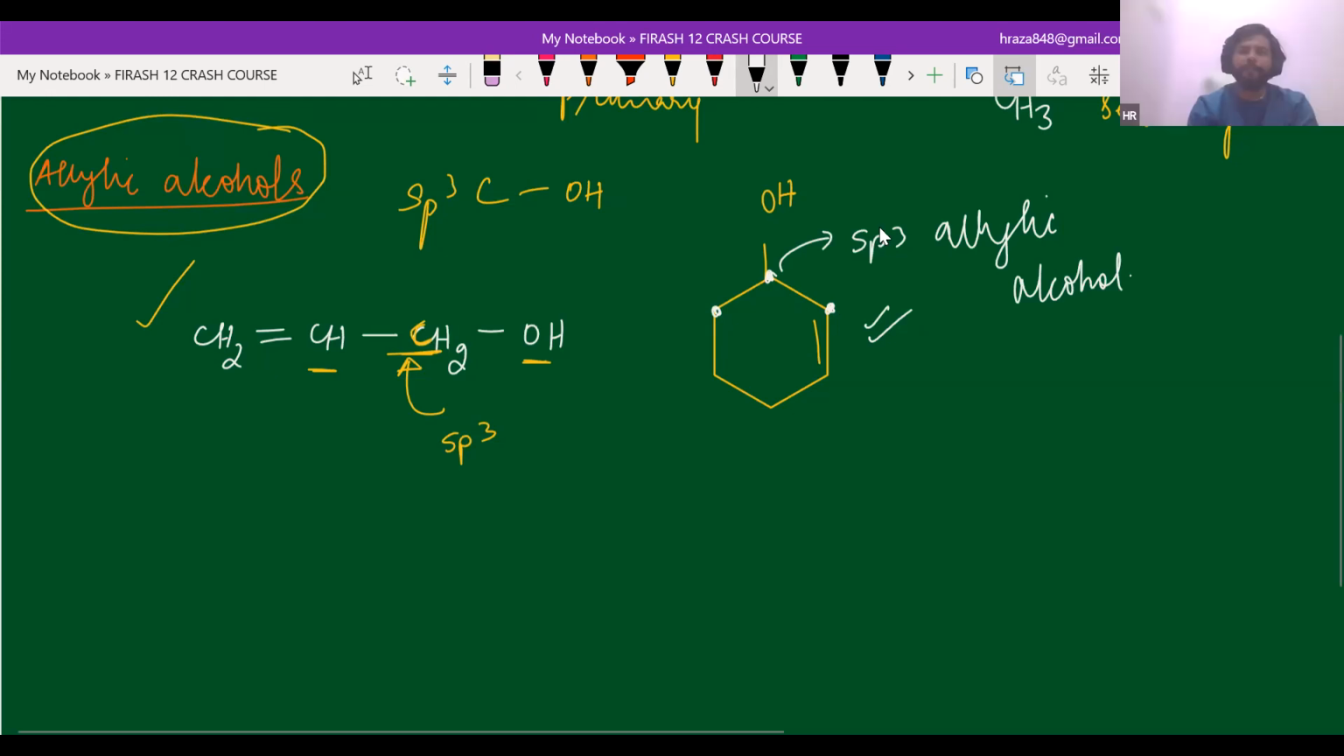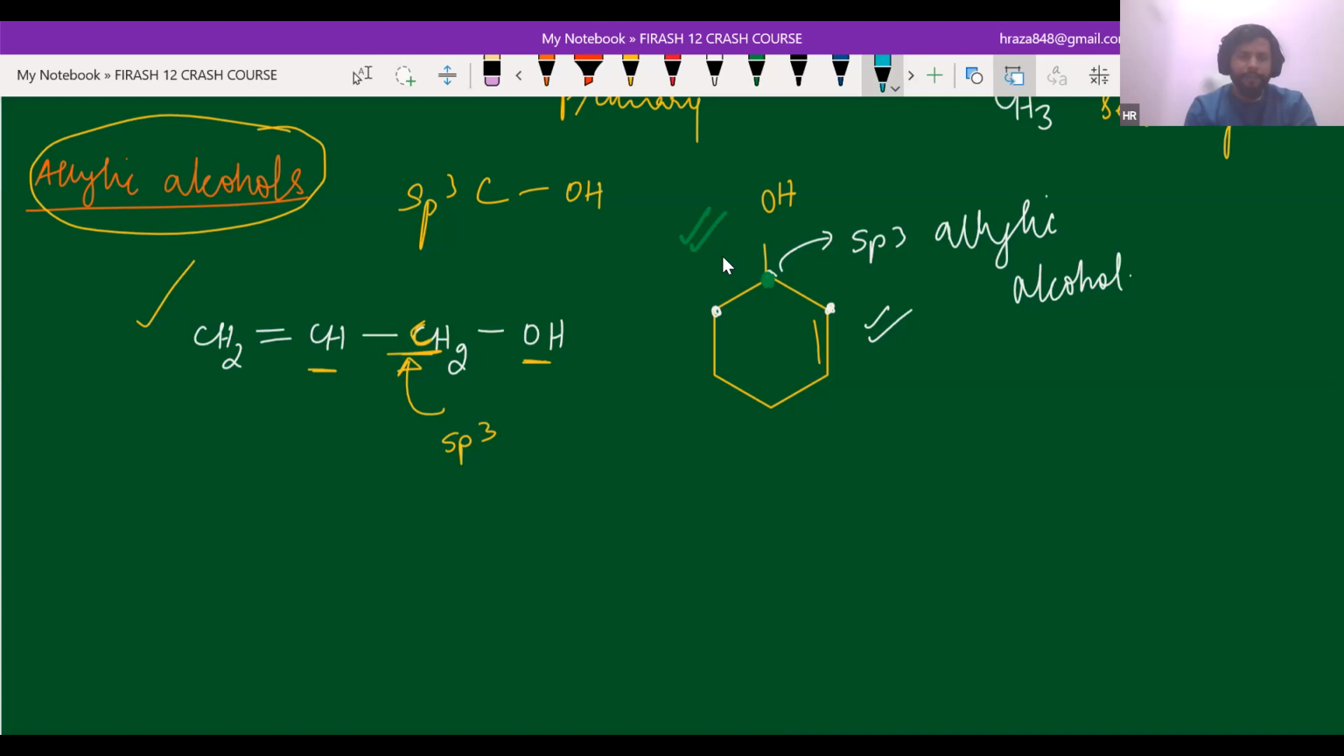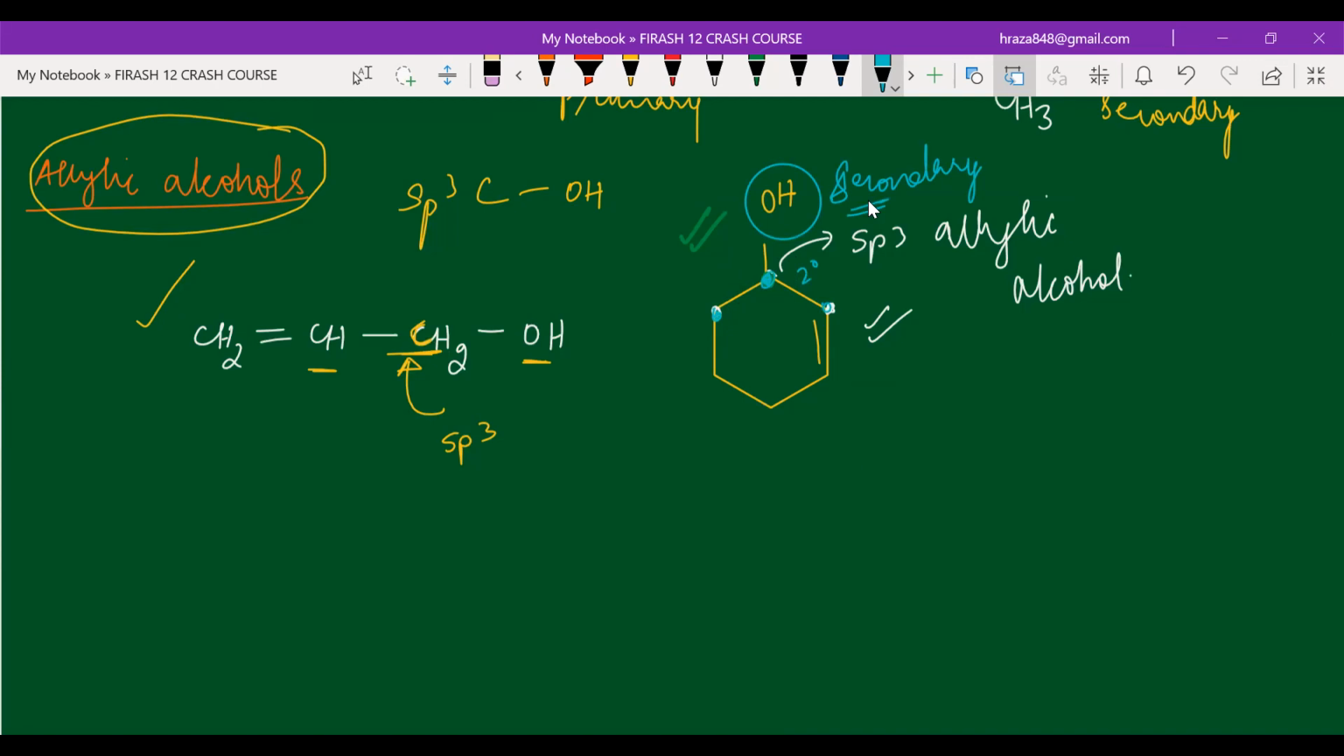Also, can you tell me what type of alcohol this is, primary, secondary, or tertiary? Tertiary? Did you say tertiary? No, it's secondary. Think about it. The carbon to which OH is connected is connected to 2 carbon only. That's why it is 2-degree. And since OH is connected to a 2-degree or secondary carbon, it is a secondary alcohol. Yes or no? Got it?